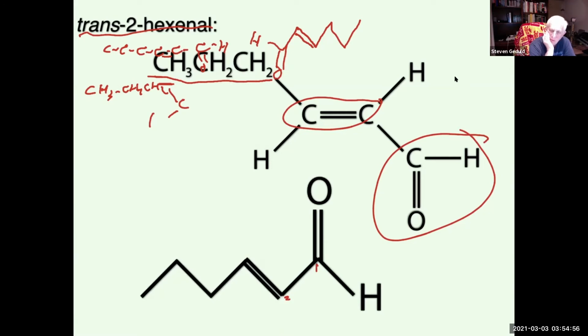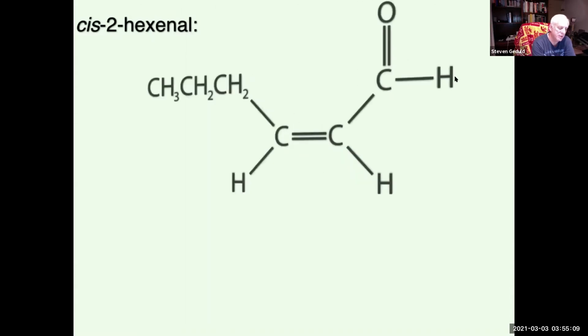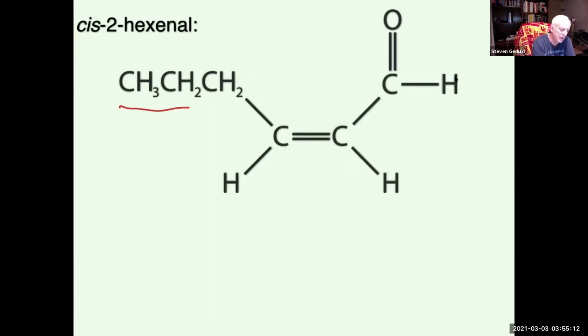So now you can name it, and from the name, you can draw the structure. Cis-2-hexenal. Exact opposite of what we just did. The cis would be same side. Alkyl groups would be on the same side now. So we just rotated where the hydrogen was and where that aldehyde group was. That's cis-2-hexenal. Same compound, just in a cis relationship.